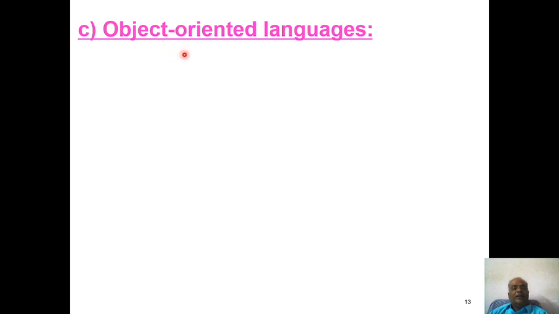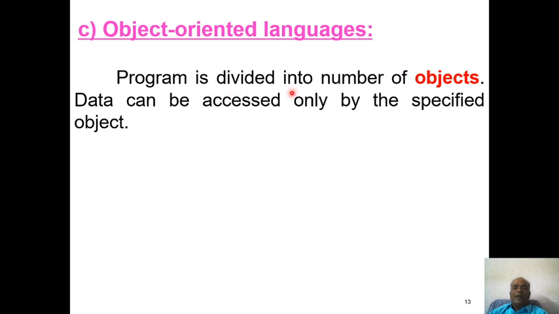The next kind of languages are object oriented languages. Here the program is divided into a number of objects, and data can be accessed only by the specified object. Anything can be an object. A person is an object, a thing is an object, a car is an object. Examples of object oriented languages are C++ and Java.